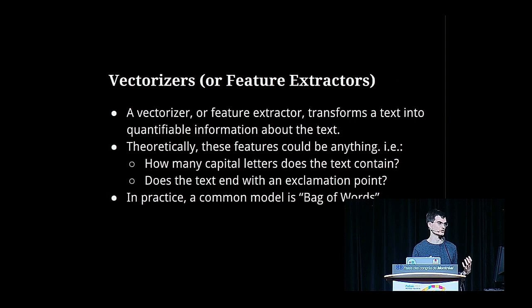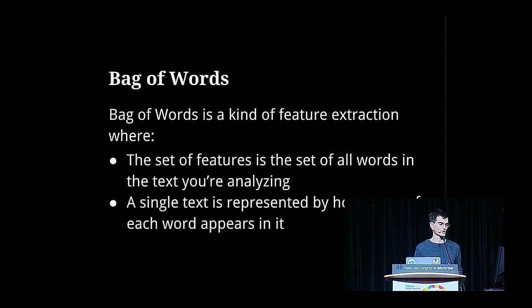Theoretically, you can choose anything. You can choose whether capital letters appear in the text, or whether the text ends with an exclamation point. But what's really hard about this step is figuring out what features to choose that will be correlated with the labels you want to predict. So in practice, we start out with a bag of words model of vectorizing text. For your entire set of features, you choose the set of all words in the text you're analyzing. Then you represent a single text by how many times each word appears in it.